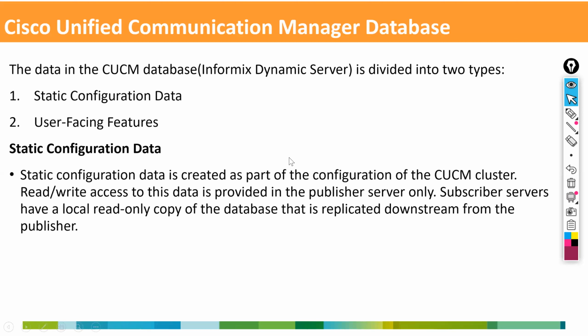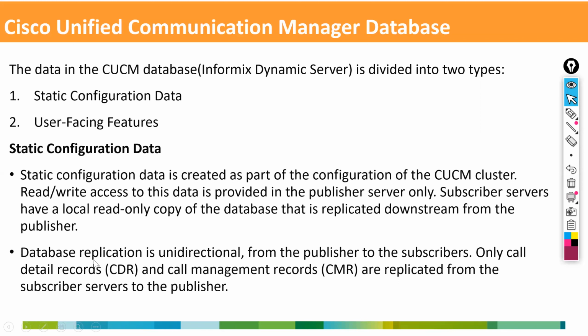Again, replication always happens from pub to sub. From sub to pub, there is no replication, because we are not configuring anything. But still, one piece of information replicates from subscriber to publisher. That is called CDR and CMR. CDR means call detail record. CMR means call management record. Phones, where are they registered?